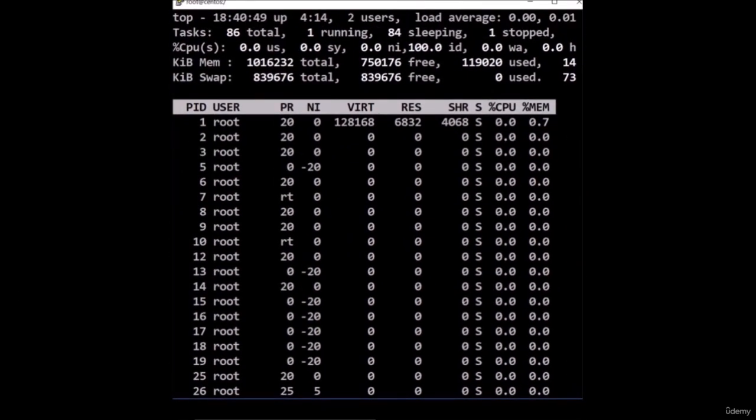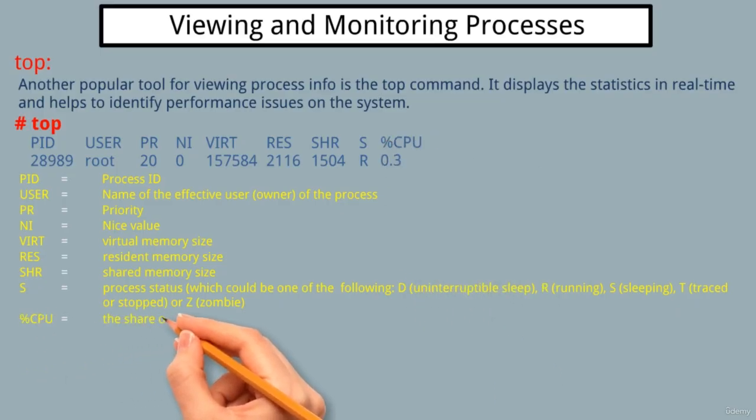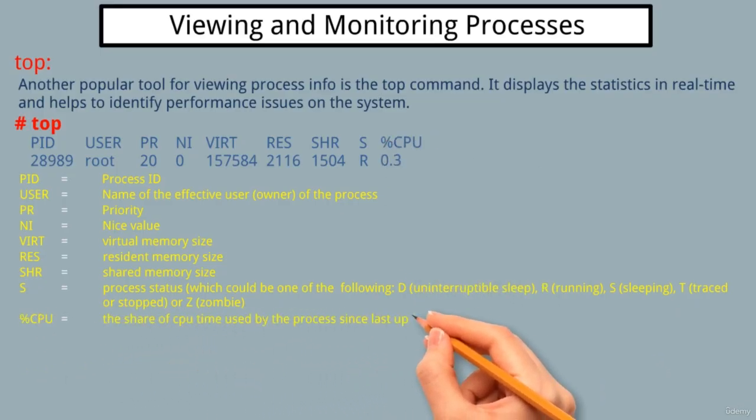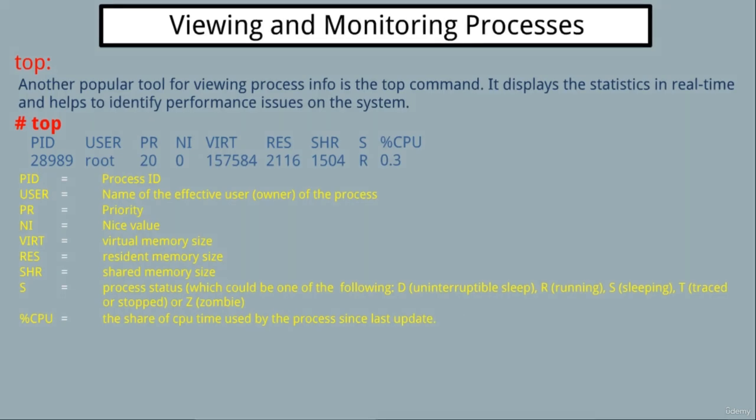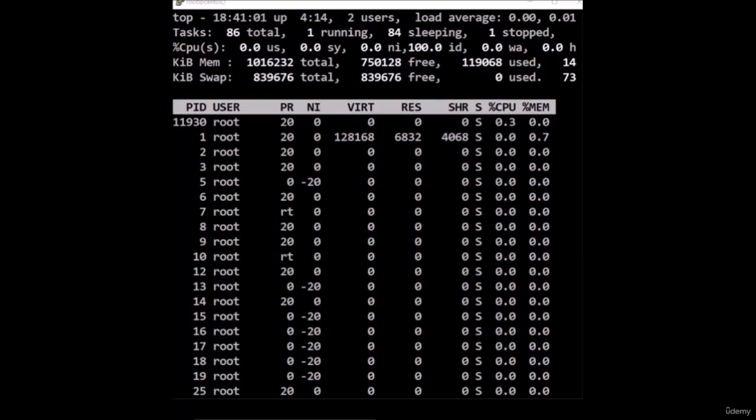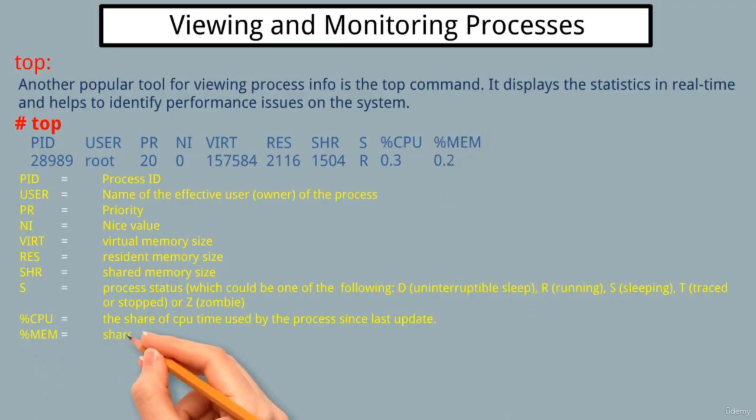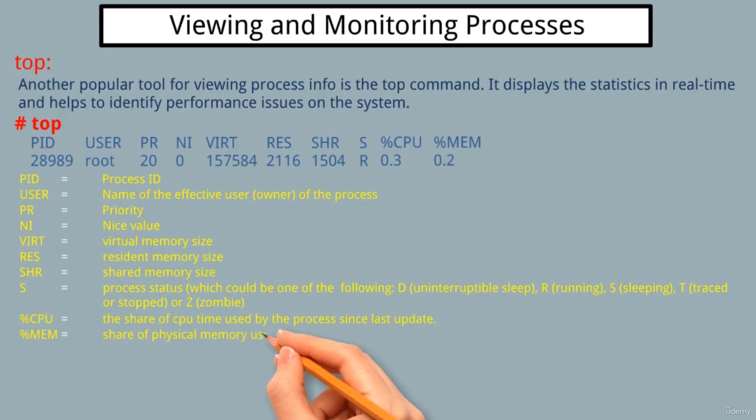Now let's move on to the next one, which is percent CPU. That's the share of CPU time used by the process since last update. If you see right now, most of these system processes are running on 0 CPU time, but if you're troubleshooting and you see some process taking 90% CPU or 70% CPU, that will be a place you would need to look at. The next one is percent mem. That's the share of physical memory used.